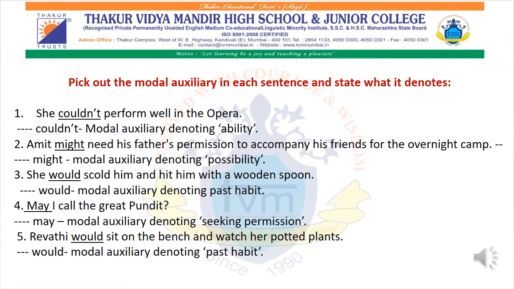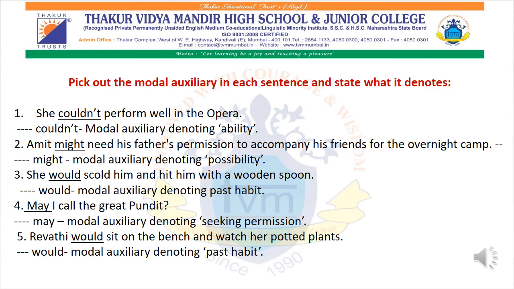Amit might need his father's permission. Might means what? Less possibility. Excellent. Permission to accompany his friends for an overnight camp. So might is a modal auxiliary denoting possibility. She would. Now would is there. Come on, think. Would is either talking about past tense, or it will talk about a polite request including the friend's wish, past habit, unreal situations, future intentions.